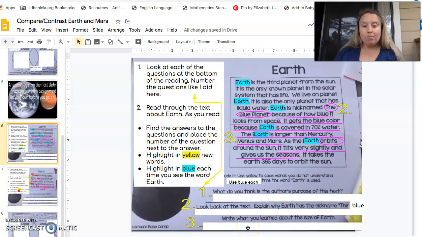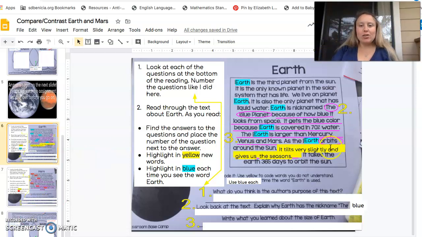And then number 3, write what you learned about the size of Earth. And you can see here, I have the number 3 right next to that. All right. It also asks us to highlight in yellow new words.